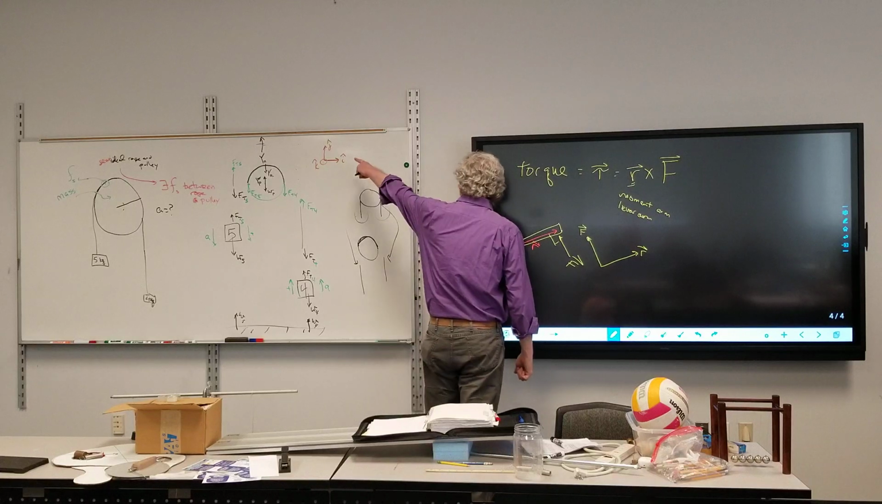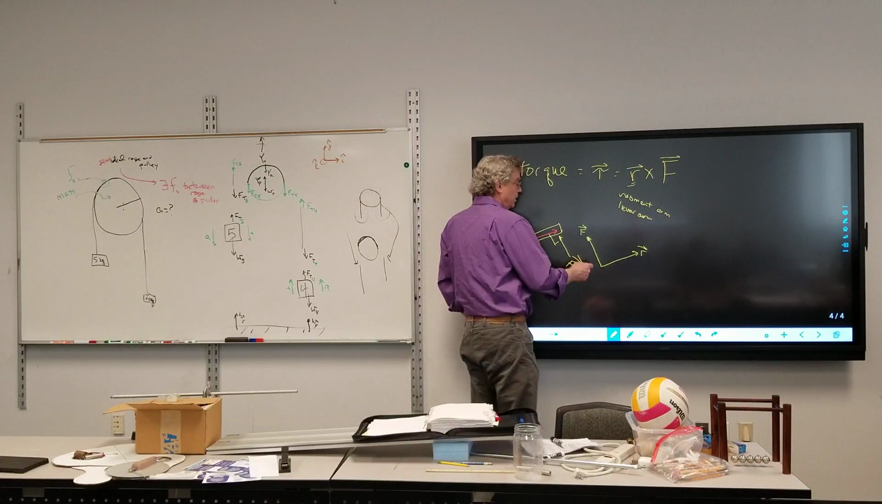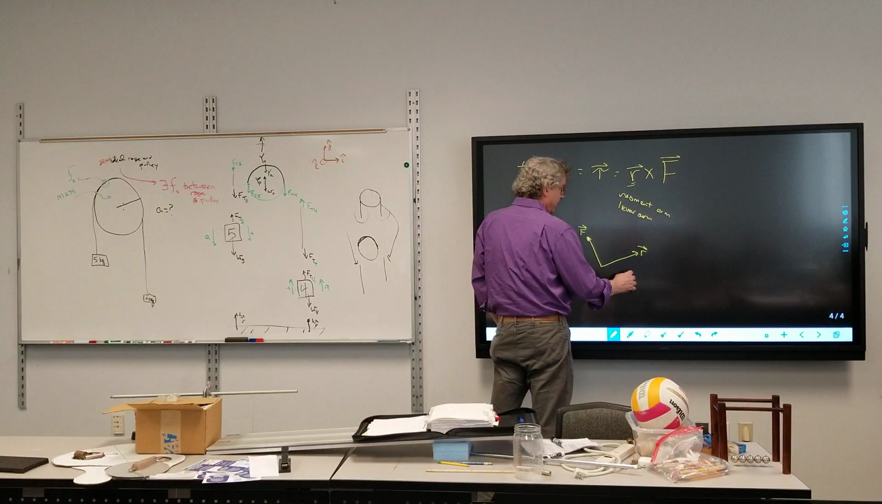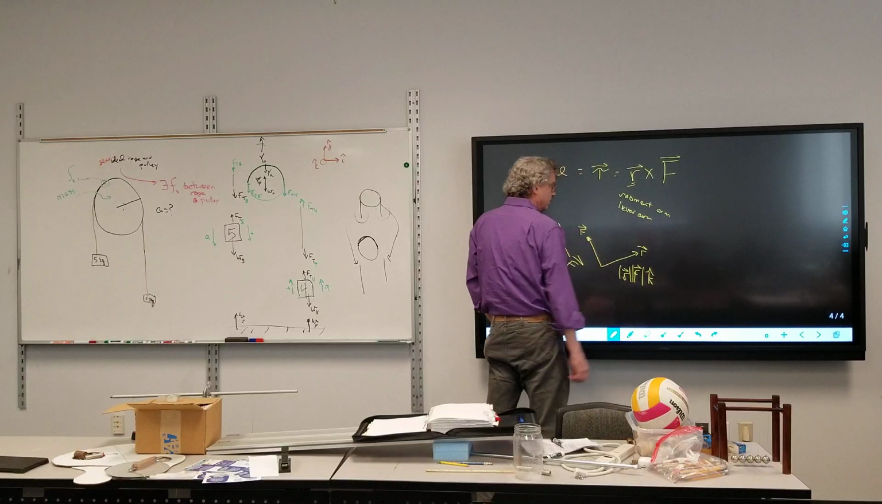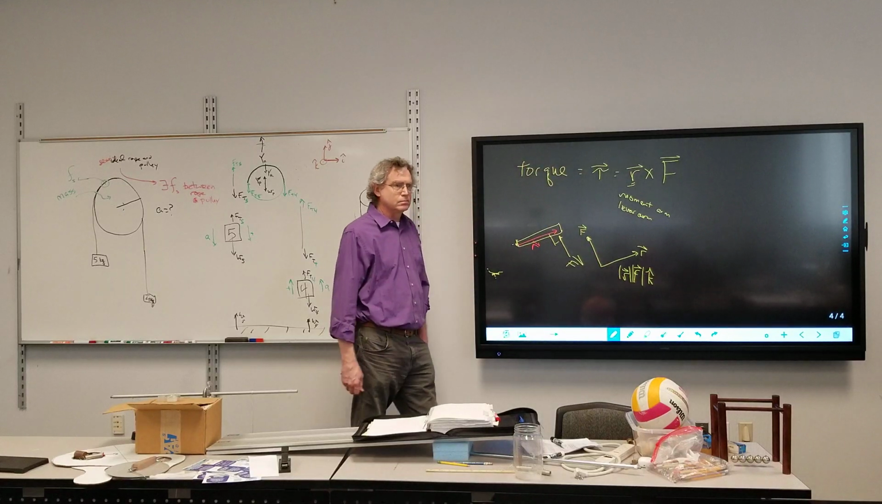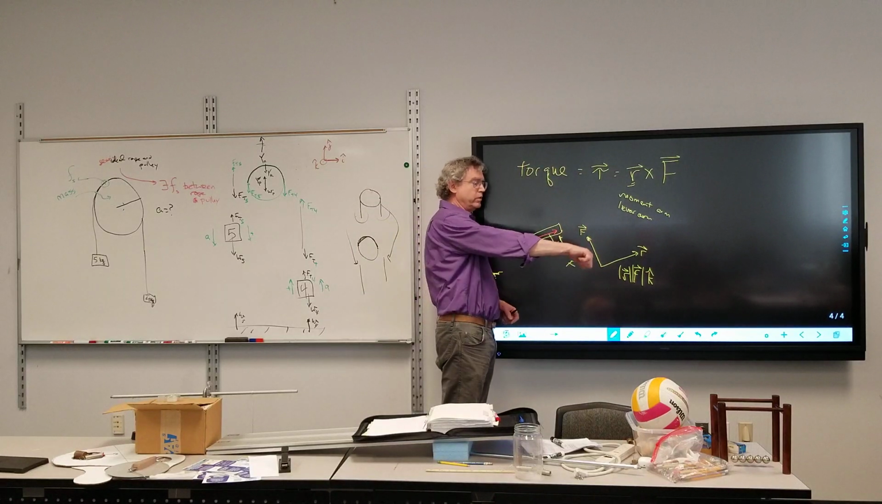So if I'm using that convention right there, it would be the magnitude of R times the magnitude of F times k hat. F cross R would go in the other direction.